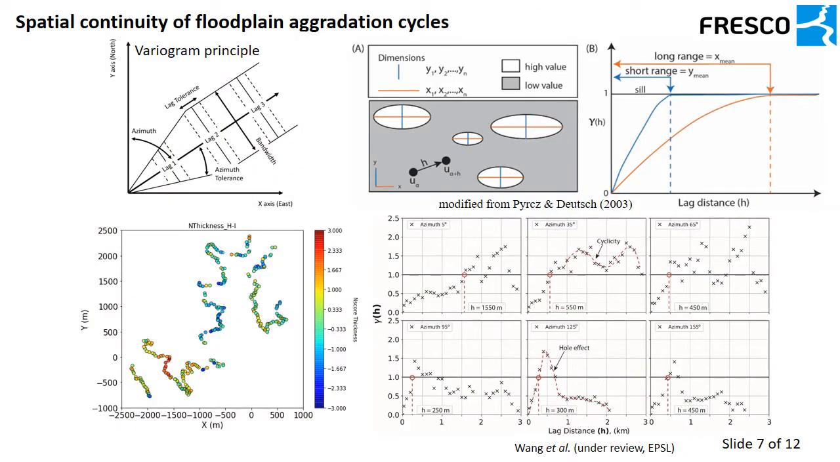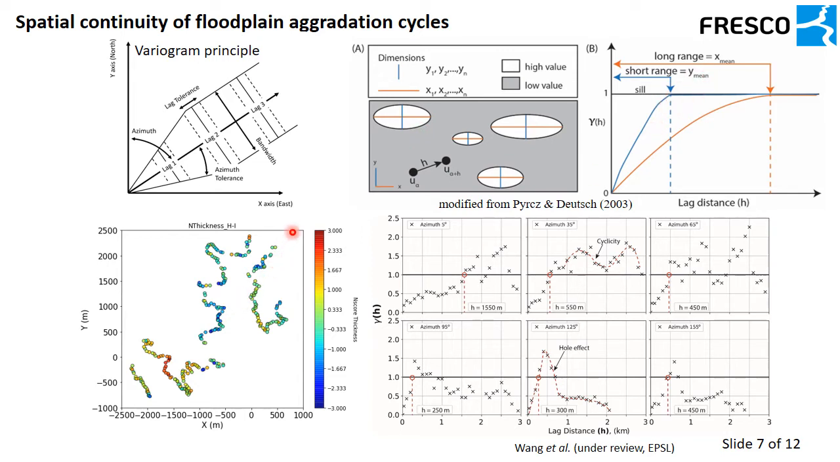We also want to investigate the spatial continuity of these cycles, so we apply variogram analysis. A variogram measures the similarity between 2 points, like those 2 points, over a distance of h. But when this h increases to some moment and at some lag distance, those 2 points are not related to each other anymore. This lag distance is called the range. So in a 2D setting, there is a long range and also a short range.